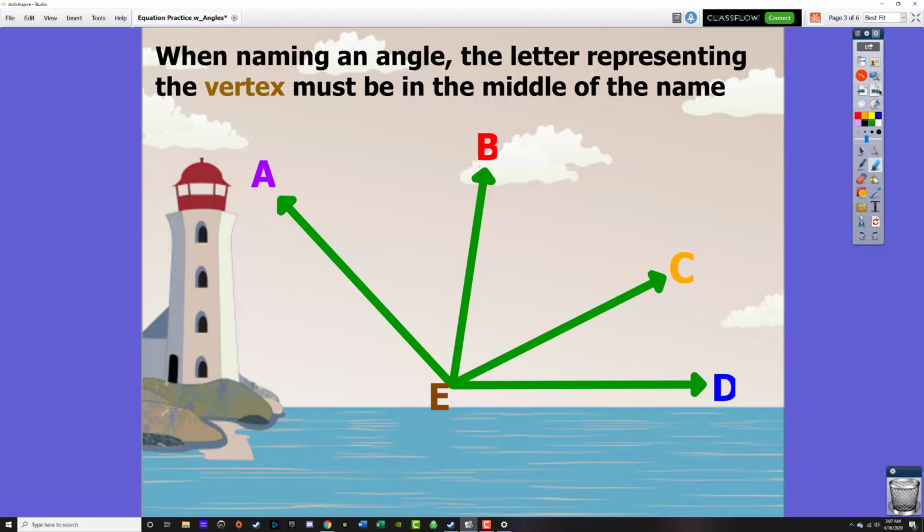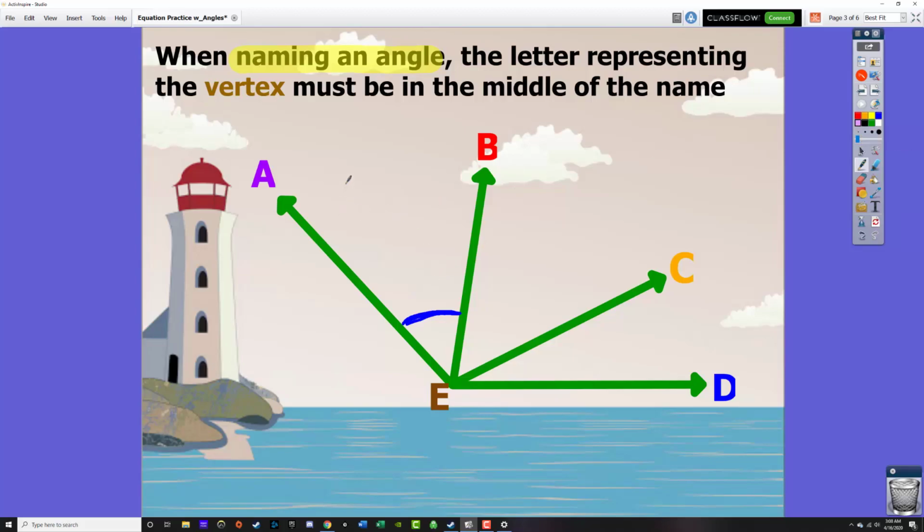So let's talk about naming angles. When naming an angle, the letter representing the vertex must be in the middle of the name. All of these angles that you see here on the screen have names. They're 3-letter names. So, for example, this angle right here, we can call it one of two things.